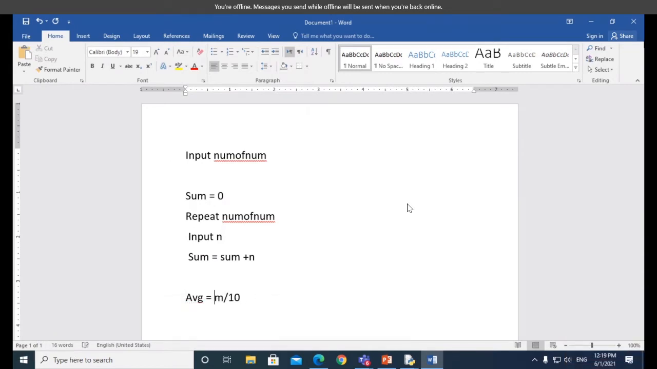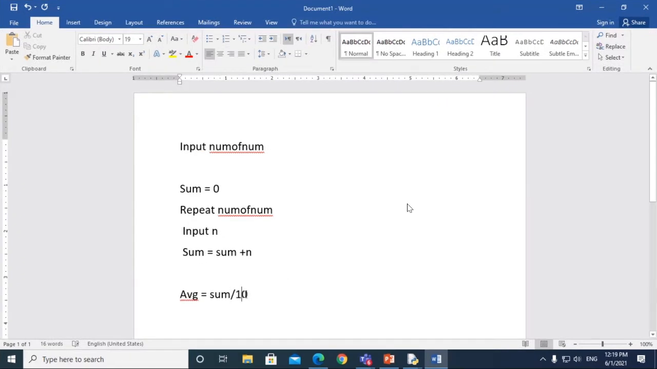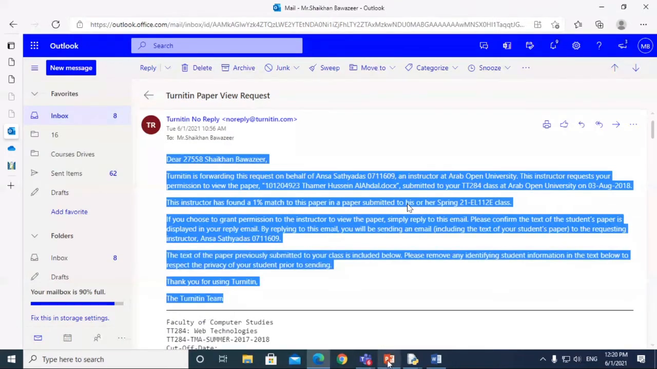Sum divided by what? Number of numbers. Thank you very much. Divided by the number of things. So now my algorithm is more optimized, much better, smaller. Imagine in the first one, if they said 1000 numbers, are you going to say input N1, input N2, 1000 times? It's not professional. No. So that is the idea of it.